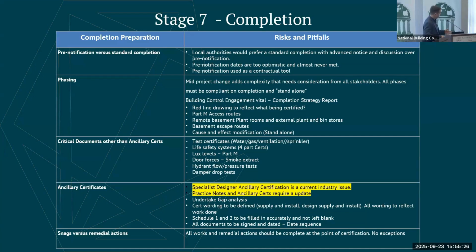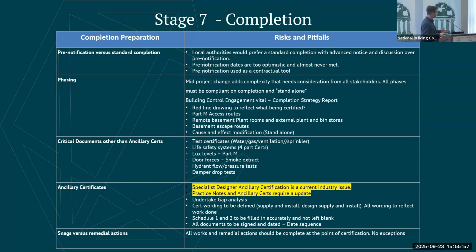Last stage then is your completion stage. So I think it was Ronan who was mentioning pre-notification versus standard notification. Local authorities, in our experience from talking to them, would prefer a standard completion. They don't want pre-notified completions. They would rather you just engage with them early, explain what your expected completion date is, and give them updates as you go, rather than going down the pre-notification route.